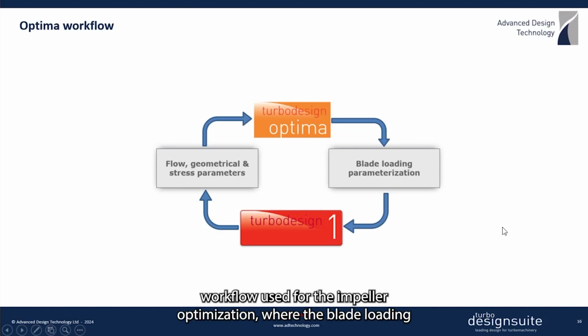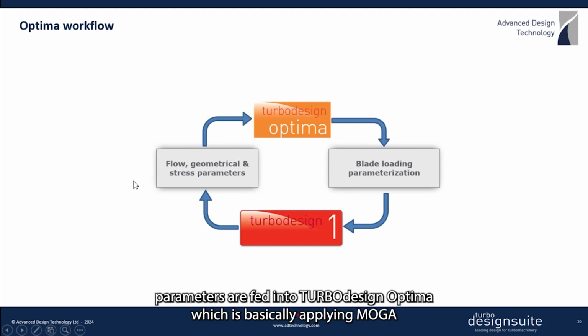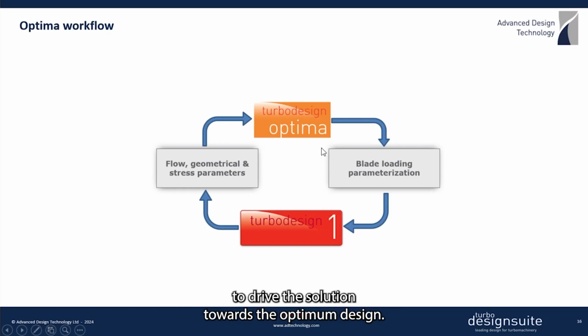So here is the workflow used for the impeller optimization, where the blade loading parameters are used to generate the blade shape in Turbo Design 1, and then the resulting performance parameters are fed into Turbo Design Optima, which is basically applying MOGA to drive the solution towards the optimum design.